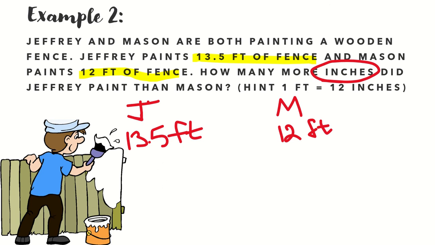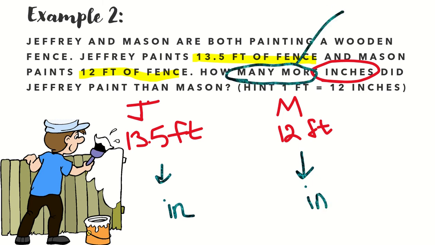So what we first need to do is change both of theirs to inches, and then we can figure out how many more. And how do we do how many more? Well, that's a subtraction. So this one is a little trickier because of the 2 steps. There's that extra step. Let's do our conversion part. We'll work on them one at a time.